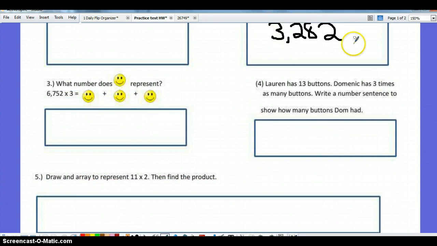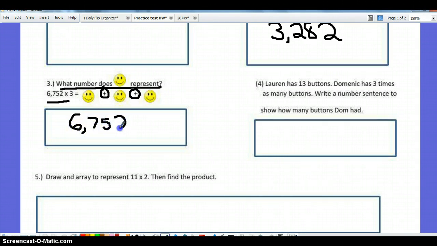In this case, as I had mentioned above in this multiplication question, multiplication is nothing but repeated addition. So stop the students if they start to multiply this question because that means they're not really understanding what the question is asking. What does the smiley face represent? Well, I've got 3 smiley faces with 2 plus marks. So all that's saying is if I am multiplying 6,752 times 3, I am just taking 6,752 and adding it 3 times together. So my smiley face is equal to 6,752 because multiplication is nothing but repeated addition.